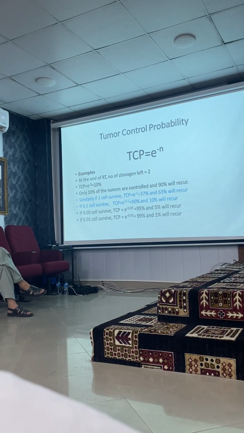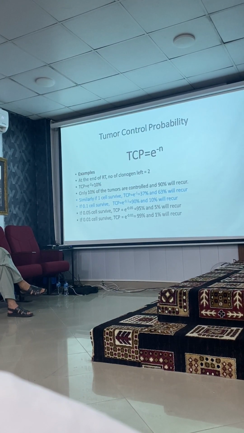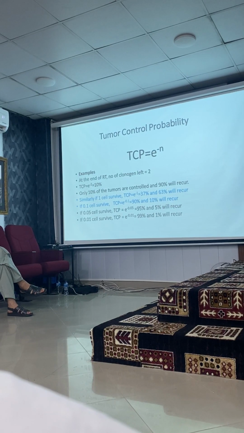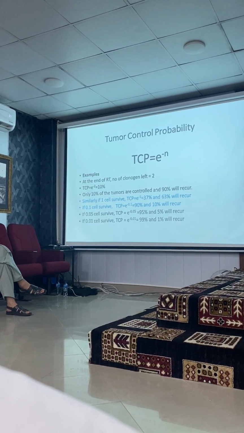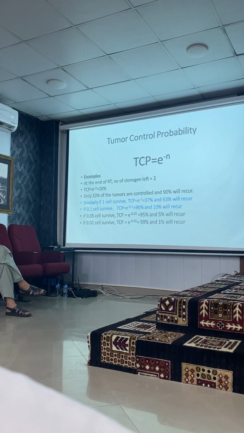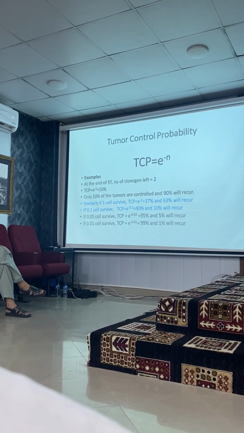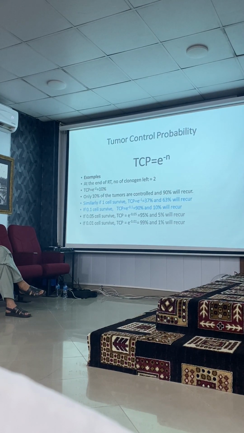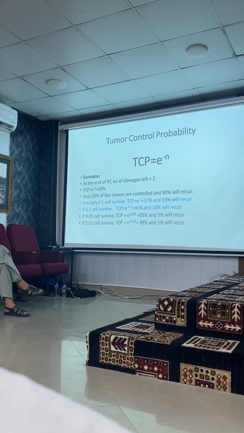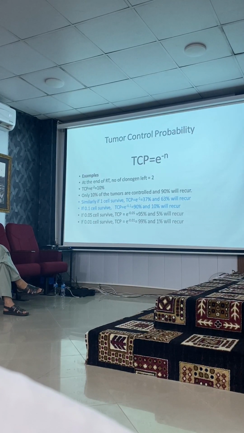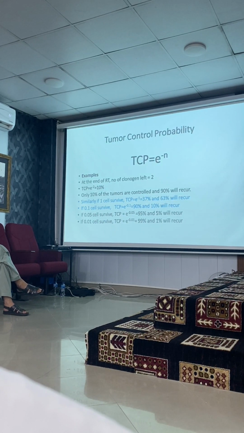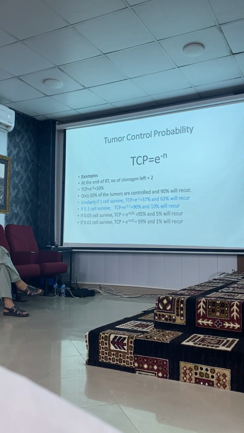So let's just say we started off with 1 billion cells and we gave certain different logarithmic doses to the tumor, and we're only left with 2 cells, 2 clonogens, 2 cells which are able to divide into a whole new tumor. So TCP will be e to the power minus 2, because N is the number of clonogens. But the tumor control probability is only 10%. So even if we started off with 1 billion cells and we're left with 2 cells, the tumor control probability is only 10%. Why? If 1 cell survives, the TCP will increase to 37%.